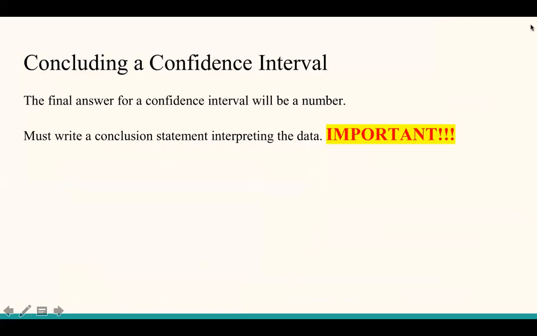Okay, so that was pretty much all you really need to know for confidence intervals so far. But just keep in mind that the final answer for a confidence interval will be two numbers, and it'll be an interval. So you'll have a smaller number and a larger number, and that will be your two answers. And you must write a conclusion statement interpreting your data. So this is really important.